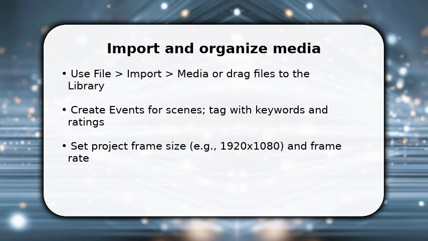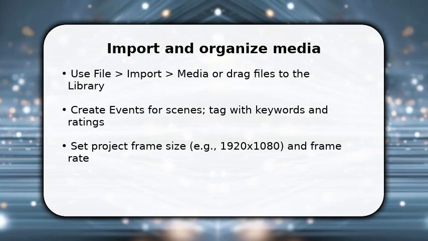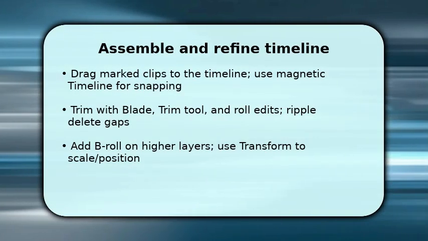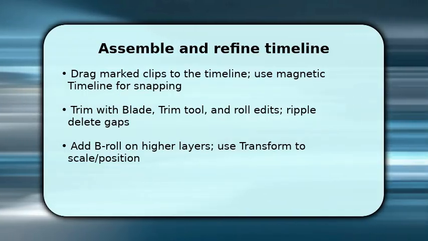Now build the story. Drag your best marked clips into the timeline and let the magnetic timeline snap edits into place. Use the blade, trim, and roll tools to tighten pacing. Ripple deletes remove gaps instantly.